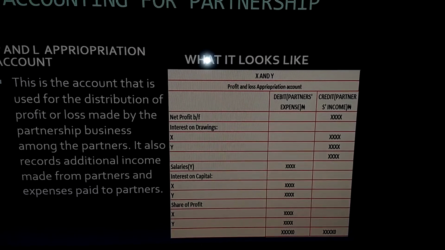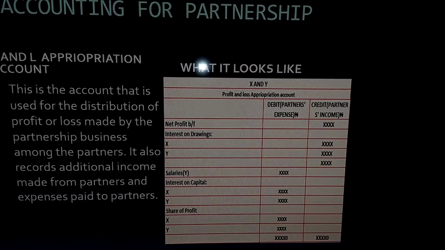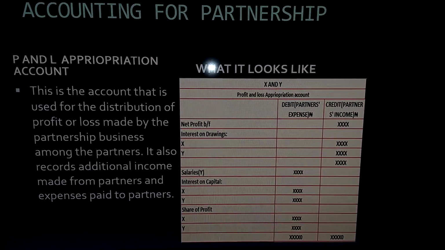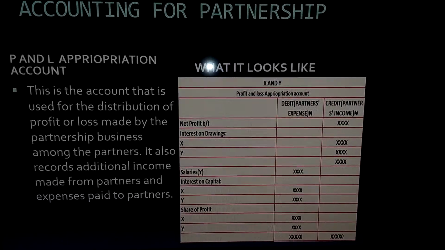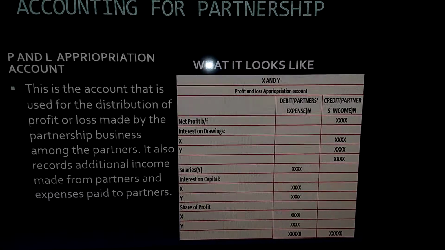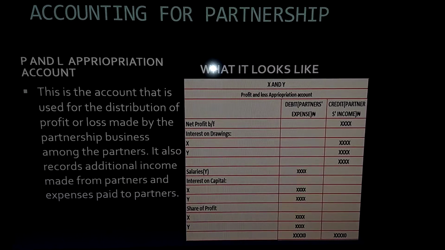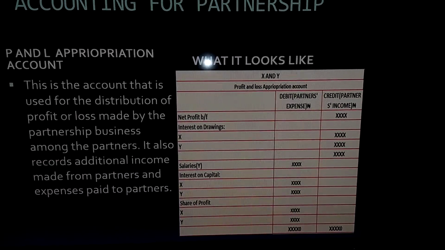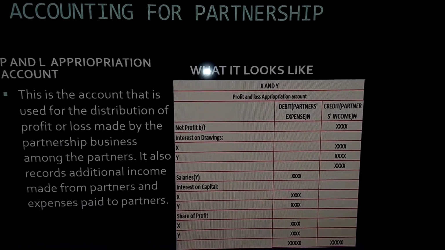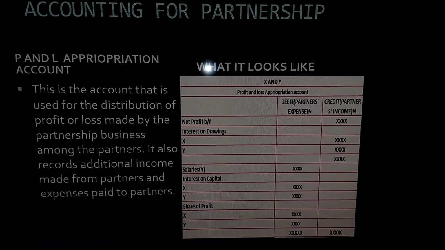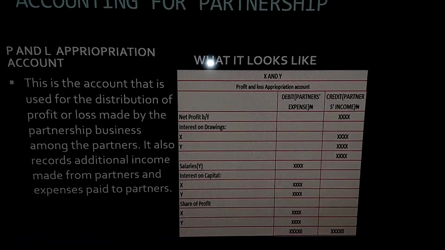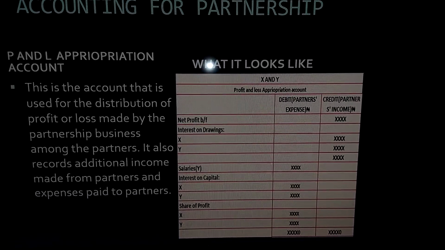So we now also show how the profit is shared among the partners. Some partners are paid salaries, some partners are paid allowances. The capital that the partners have contributed to the partnership business usually attracts interest, so we pay them the interest in the appropriation account. After paying them their interest and salaries, the remaining profit becomes what they call share of profit, and then we share it among the partners in the agreed ratio. It can be equally, it can be in the ratio of capital contributed, or whatever ratio the partners agree.